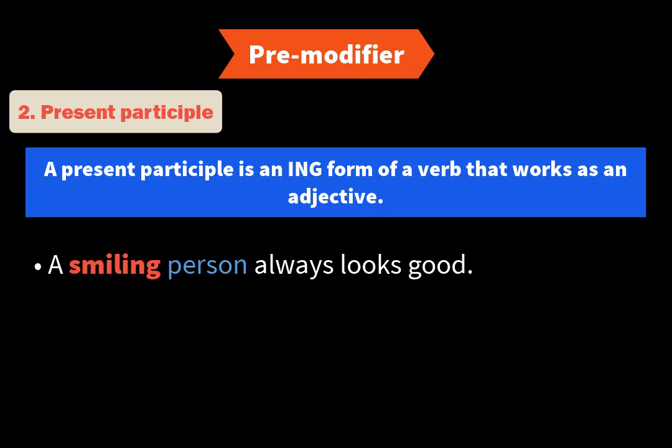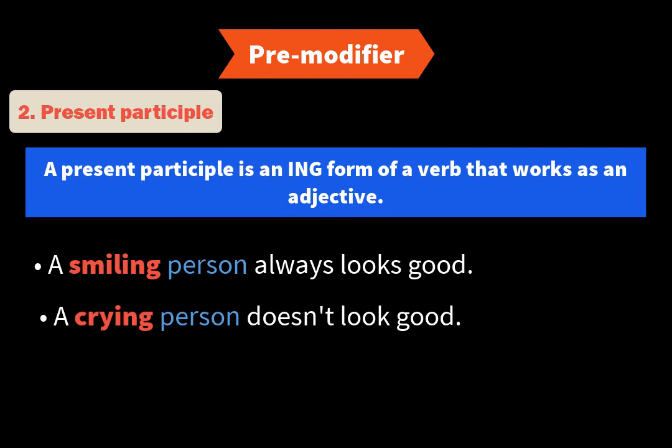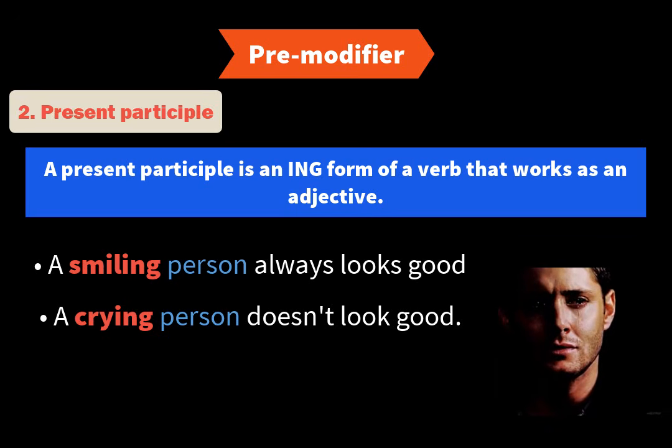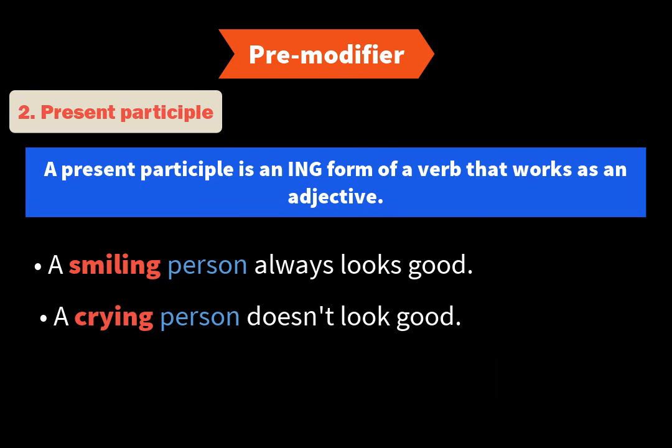Let's give more information about the person. A crying person does not look good. So crying here is again a present participle ending with ing, working as an adjective. Why? Because it's giving information about the noun person. What kind of a person does not look good? A crying person, a person who is crying does not look good. So smiling and crying are present participles modifying the noun person, right? And why are they called pre-modifiers? Because these are coming before the noun they modify.